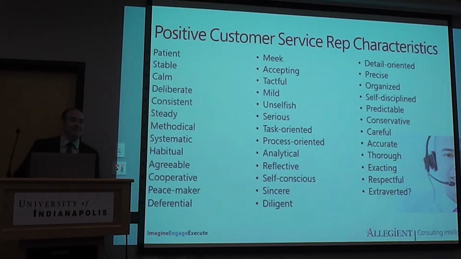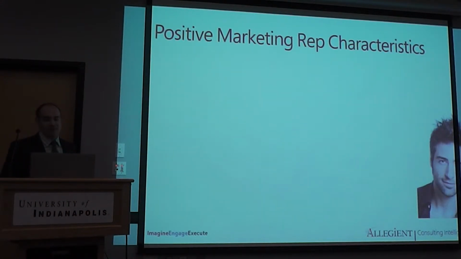Organized, self-disciplined, predictable, conservative, careful, accurate, thorough, exacting, respectful, and extroverted, which we're going to talk about in a little bit. Customer service reps need to be extroverted, right? Just like sales reps. Their job is to answer the phone all day, every day. Of course they have to be extroverted. Maybe. Now let's look at marketing. Marketing is a little bit different yet. It's actually a mix of customer service characteristics and sales characteristics. So let's talk about that for a minute.